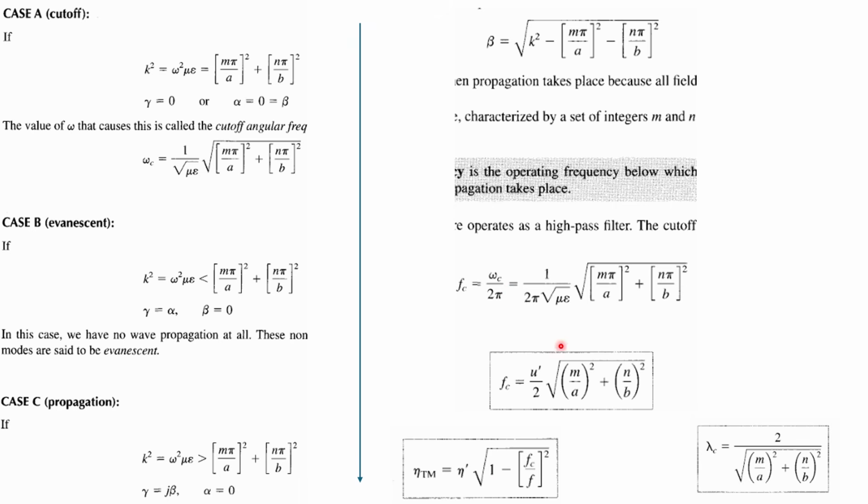And similarly you can find eta, that is the intrinsic impedance, eta dash, which is equal to eta times square root of 1 minus (fc by f) whole square. And lambda c, that is the cutoff wavelength, can also be written as something like this. Also the relation between frequency and wavelength is frequency is equal to c by lambda. So the major thing is to find the values of the frequency.